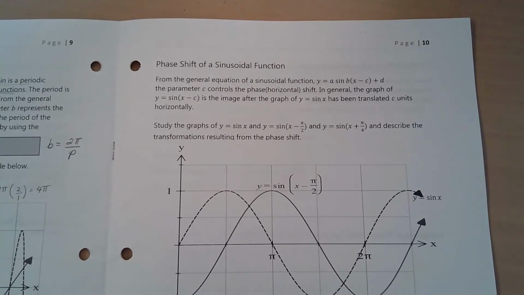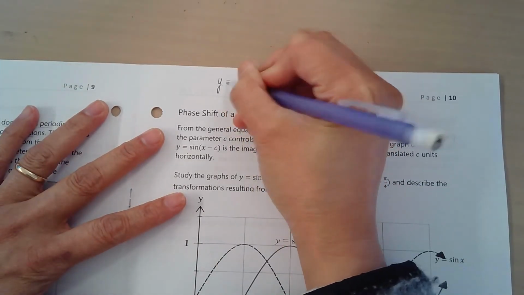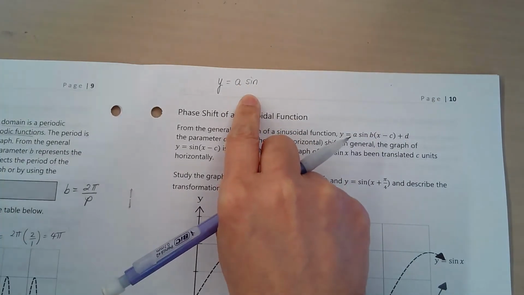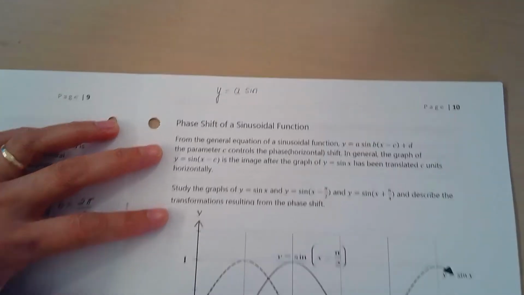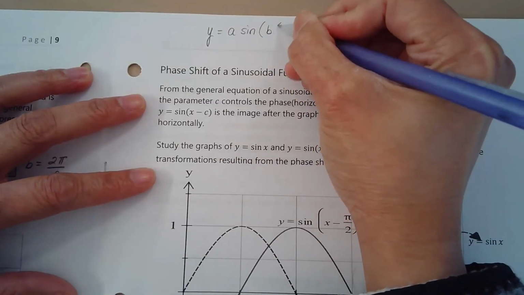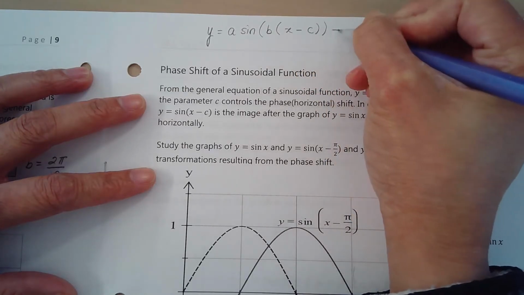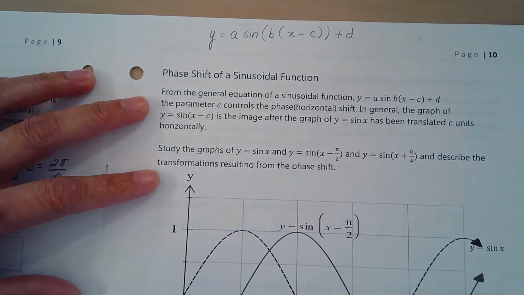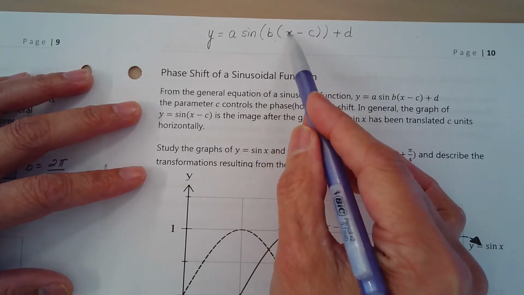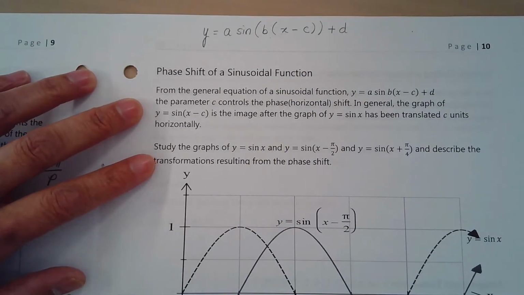Now it takes us to the phase shift. Let's just remember what we talked about before. So this is going to look like this: y equals a sine of b, brackets x minus c, plus d. We have to be careful in here because now the b has to be factored out, and this becomes just x minus the c, just like what we did before.